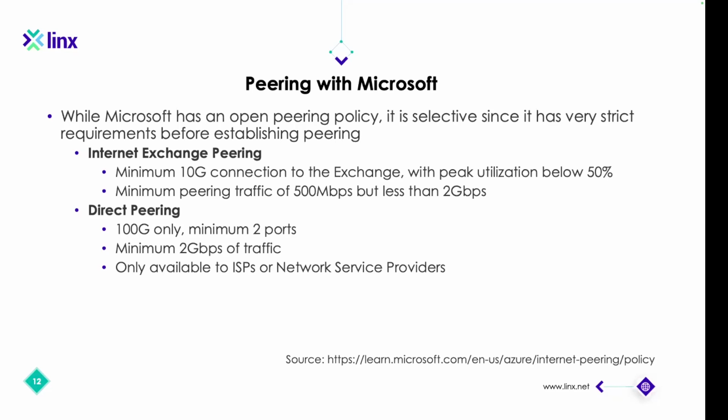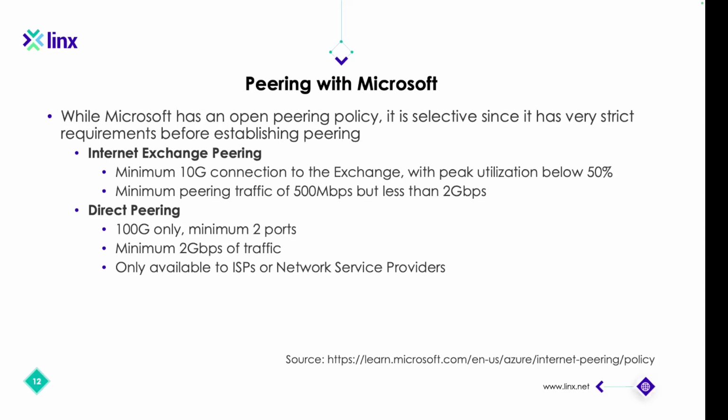It's also quite an interesting one, since they do use public peering over exchanges, but there are some minimum requirements, meaning they will only peer with you if you have at least a 10 gig connection to the exchange, and that those connections should not be used above 50%. They also require you to have at least 500 megabits per second of traffic, but it should be less than 2 gig. So it's a rather small area where you have to fit in order to qualify for peering with them.